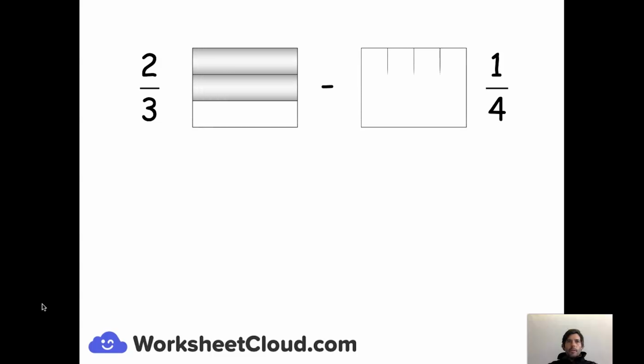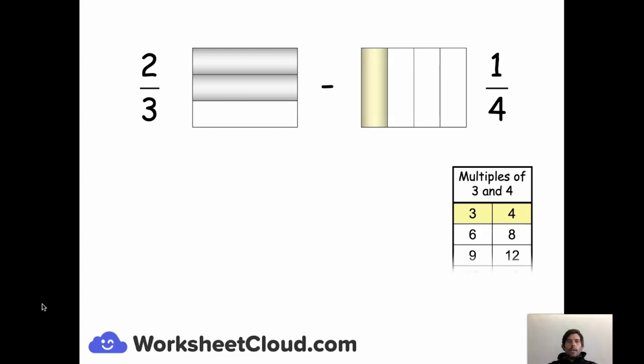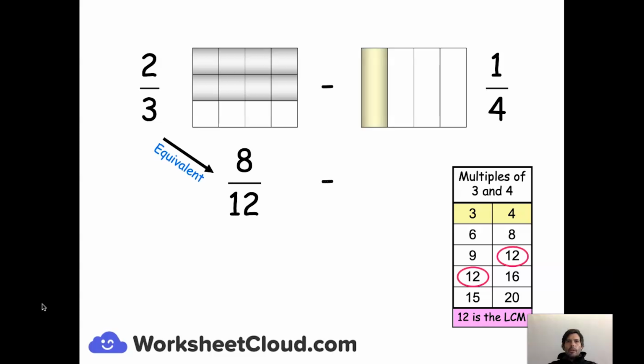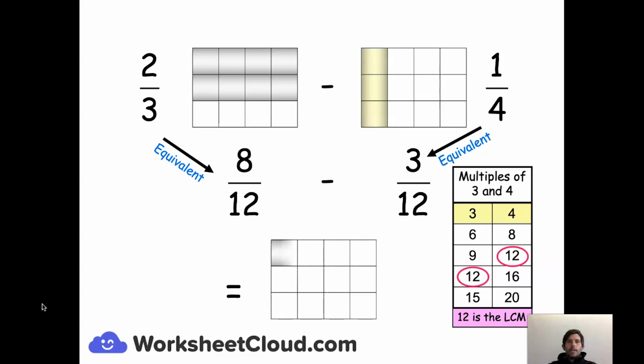There's my visual representation of 2/3 and 1/4. Again, I just write out the multiples of 3 and 4. You can see it's 12. And I think by now I should be able to go through these relatively quickly. There are your two equivalent denominators. And now all I do is I subtract the numerators. 8 minus 3 is going to give me 5/12.